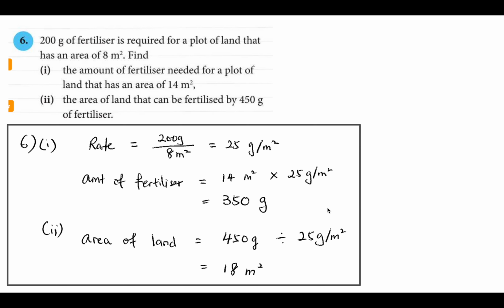Now part 2, the area of the land that can be fertilized by 450 gram. So now 450 gram, if we divide it by 25 gram per square meter, we will attain the land area of 18 square meters.